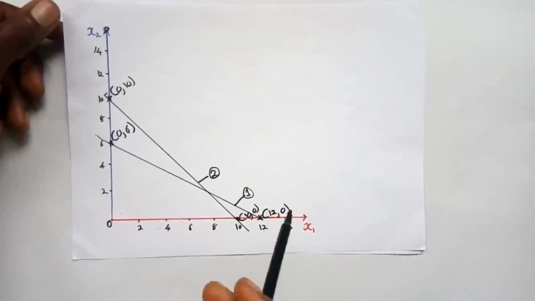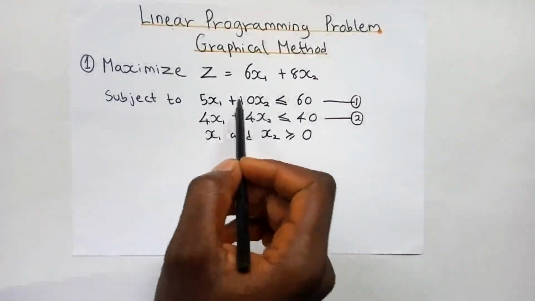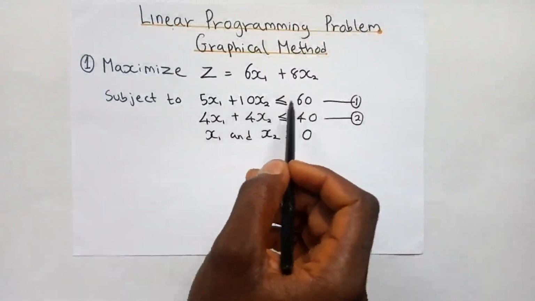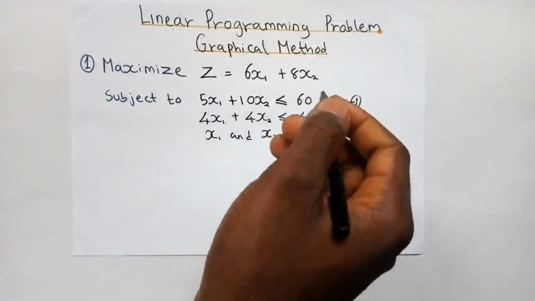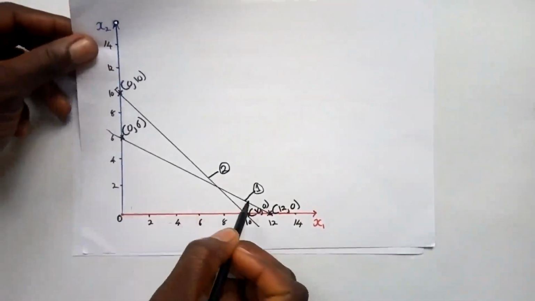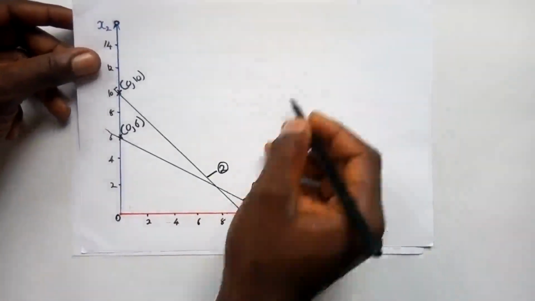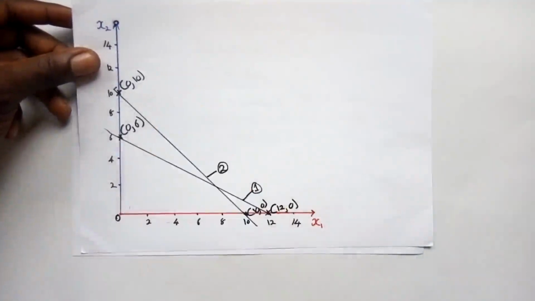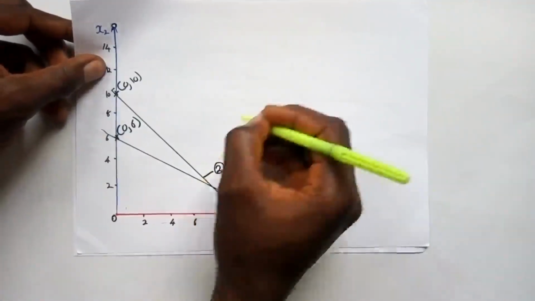We want to find the feasible region. So go back to your question and check the constraints. Look at the first constraint. 5s1 plus 10s2 is less or equal to 60. As you can see here, it is less or equal to. It means that the feasible region is below the line. So look at the line for the first constraint. This outer space is not the feasible region.